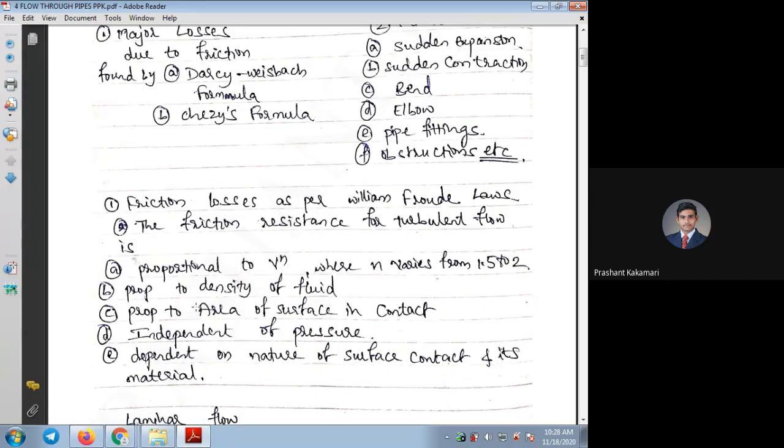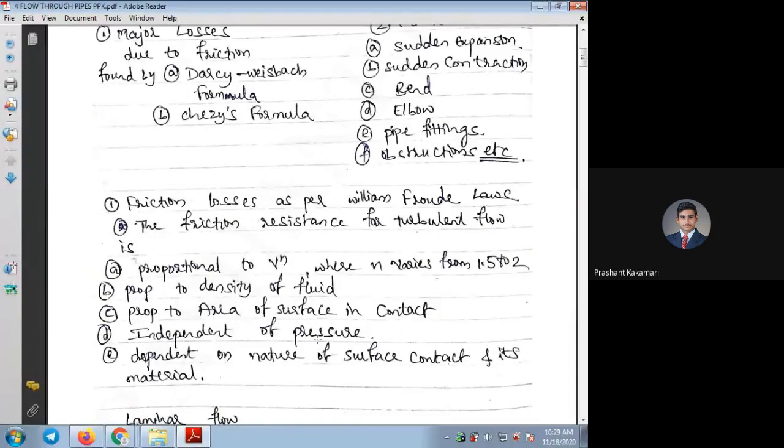He also explained that friction loss is independent of the pressure. Whatever the change in the pressures inside the pipe, the friction loss is dependent only on the boundary layer of the surface, the outside fluid layer which is in contact with the surface of the pipe. Only that is important, not the pressure. So that he concluded. Also, he told that it is dependent on the nature of the surface contact.